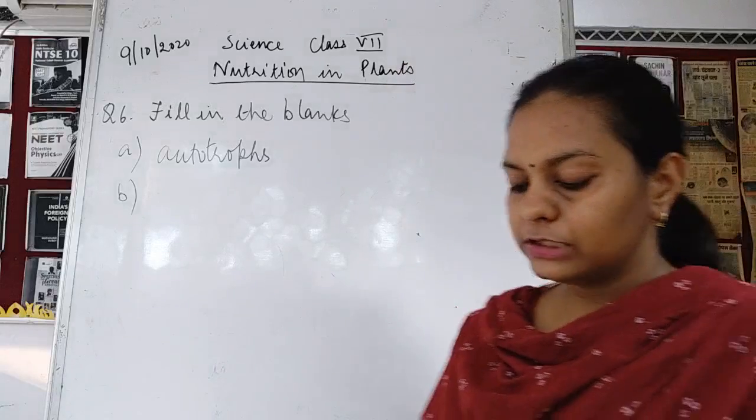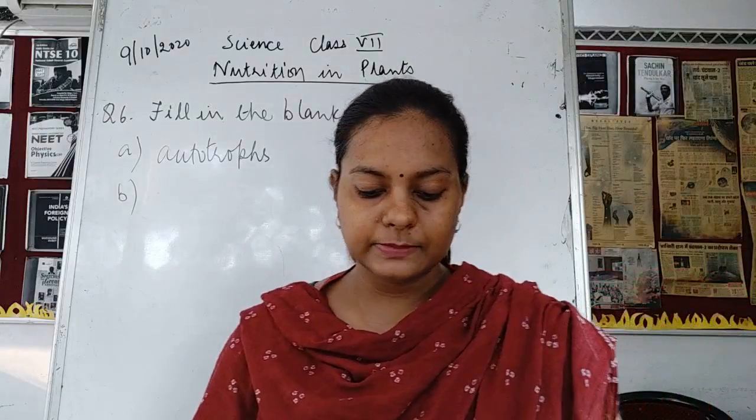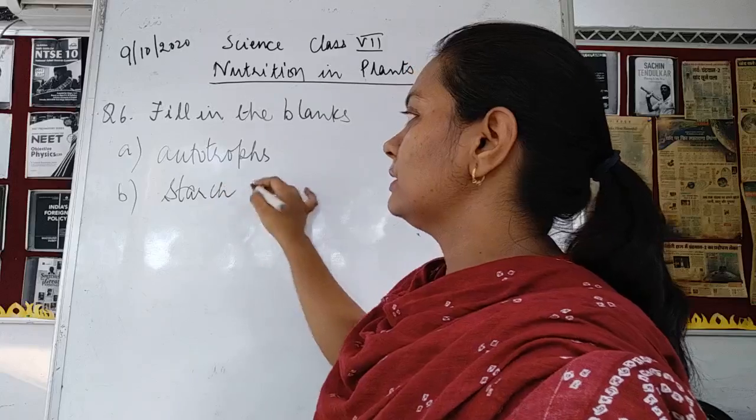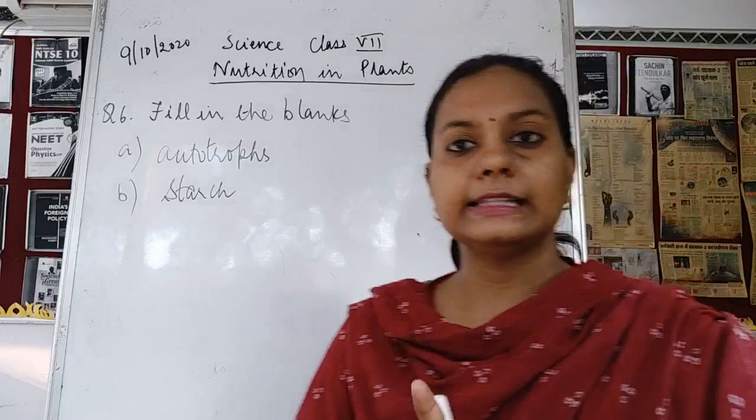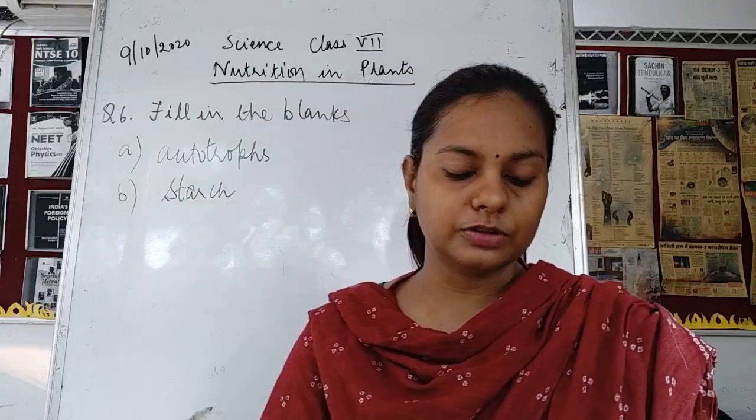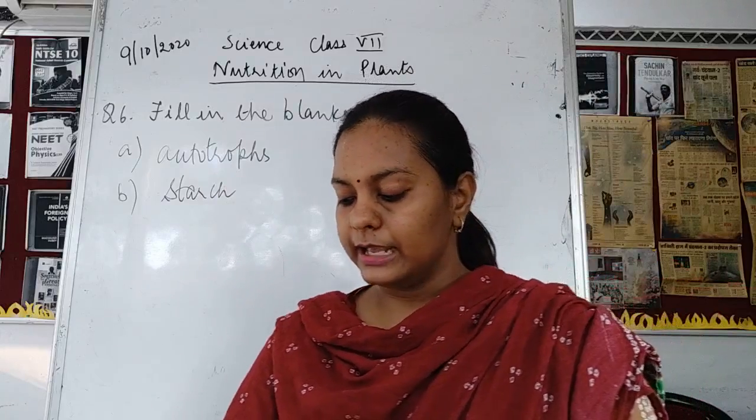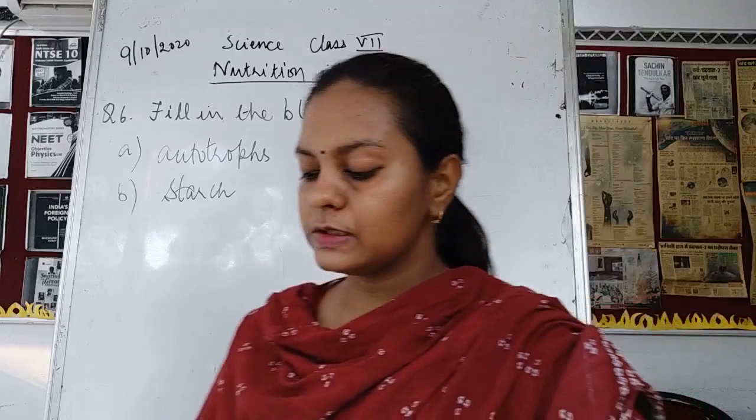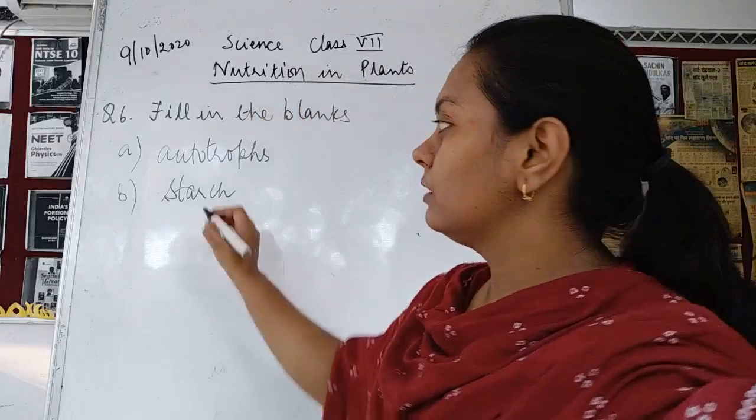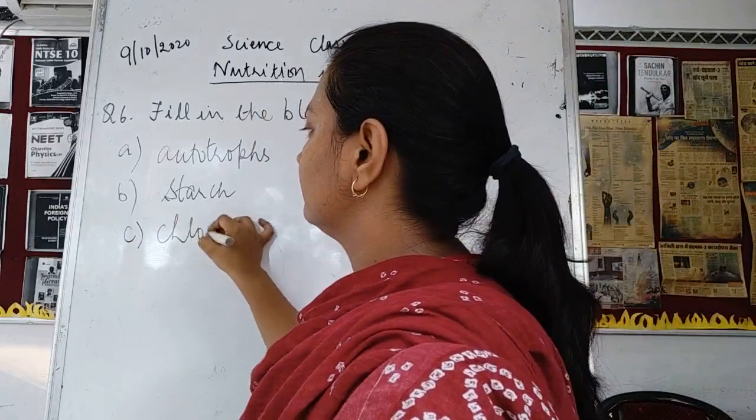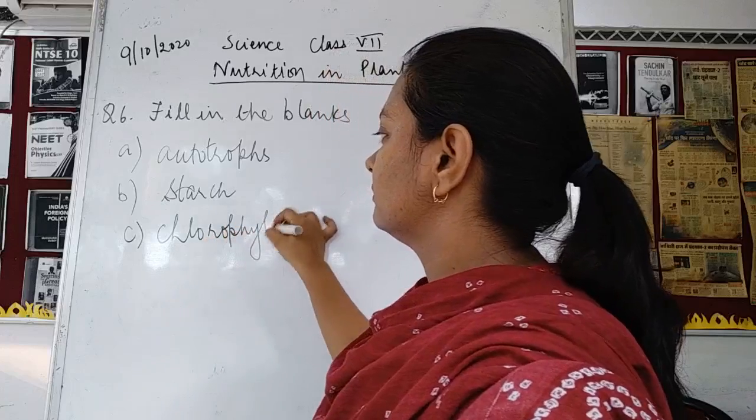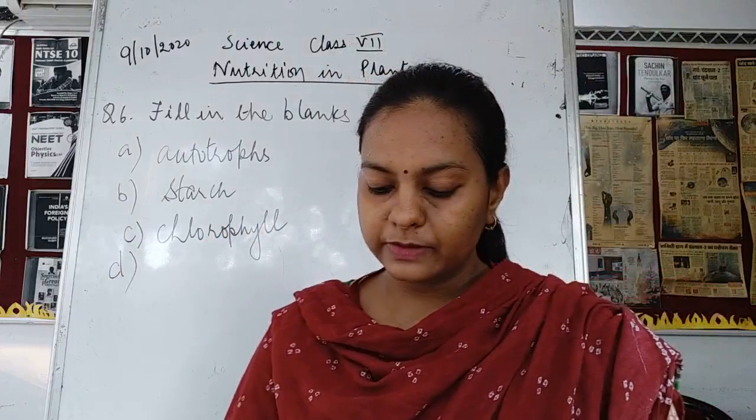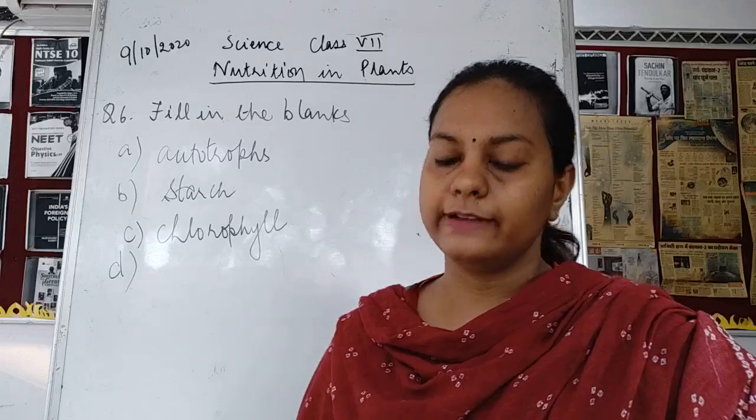Fine. Now the next question is, the food synthesized by the plants is stored as starch. Okay, it is stored as starch. Please remember, it is synthesized in the form of carbohydrate, but it is stored as starch. Okay, next, the storage food product is always starch. Then next is C. In photosynthesis, solar energy is absorbed by the pigment called chlorophyll. Okay, so the green pigment which absorbs light is always chlorophyll.